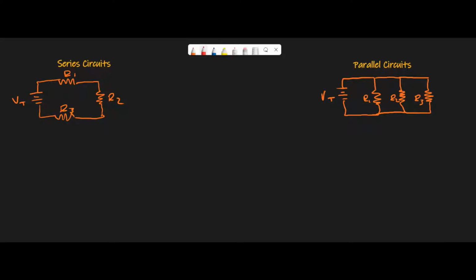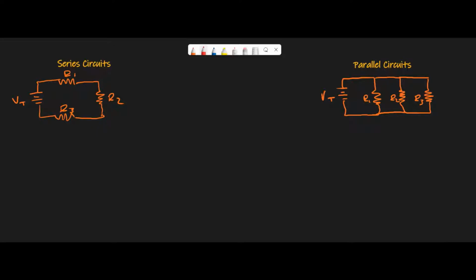All right, so let's start with series. Series always seems to be the easiest. A series circuit, as you can see, just visually, is one loop. Now, if you have an additional loop out here, that's a whole different game. That's called a complex circuit. But with a series circuit, you have one loop.